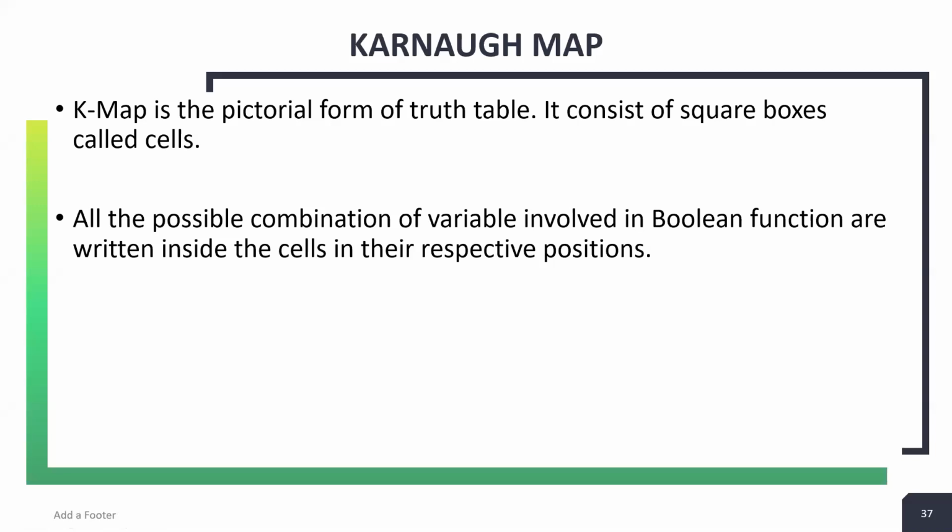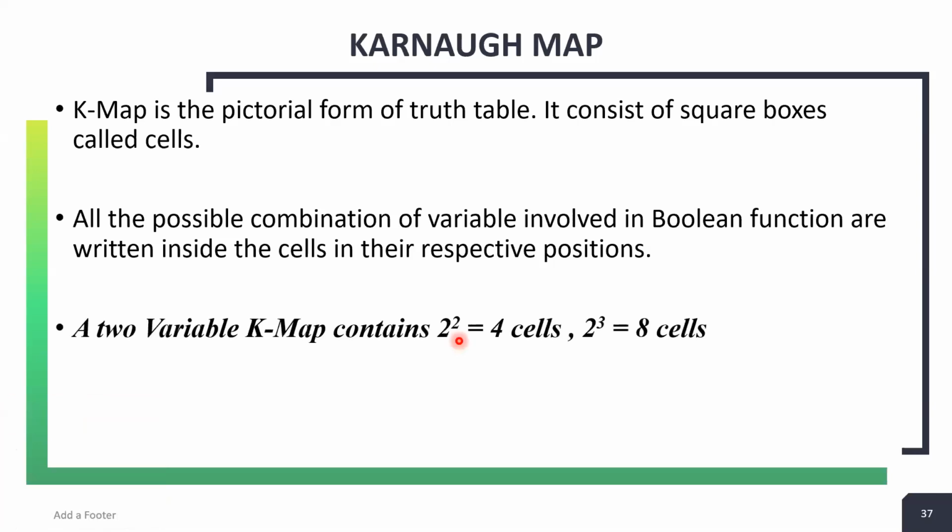It consists of square boxes called cells. All the possible combinations of variables involved in a Boolean function are written inside the cells in their respective positions. A K-map of 2 variables contains 2 to the power 2, meaning 4 cells, and 3 variables contain 2 to the power 3, meaning 8 cells. Clear?